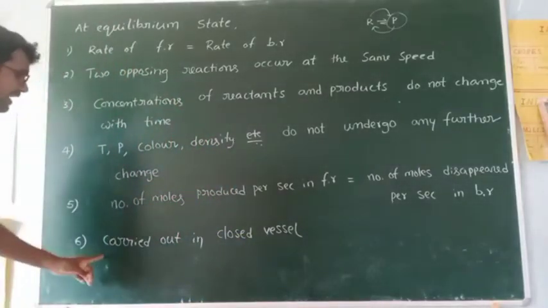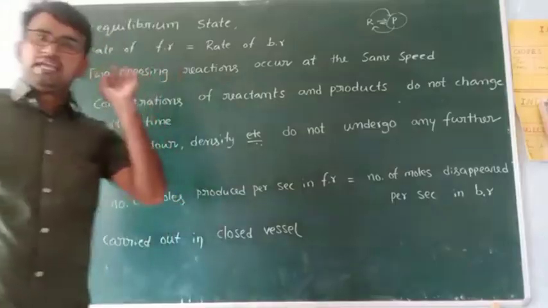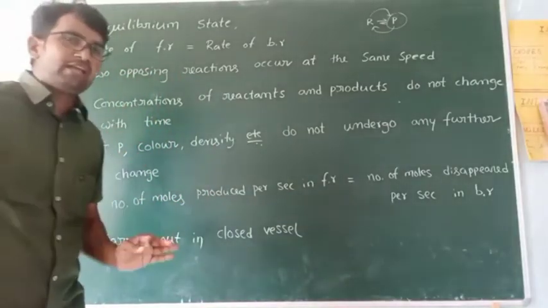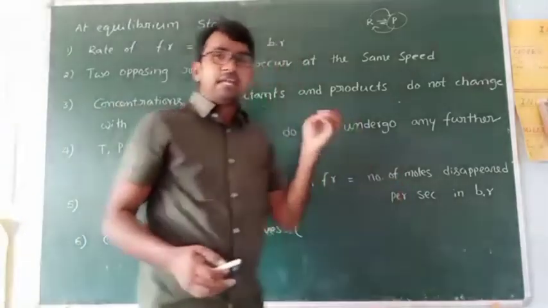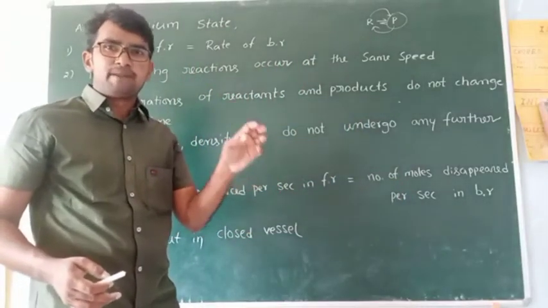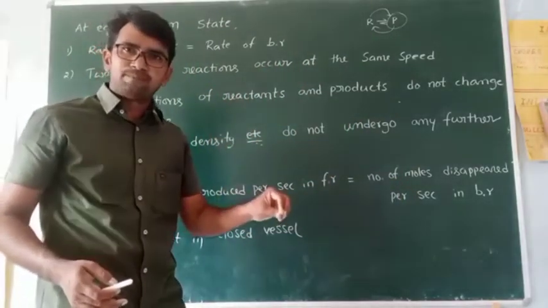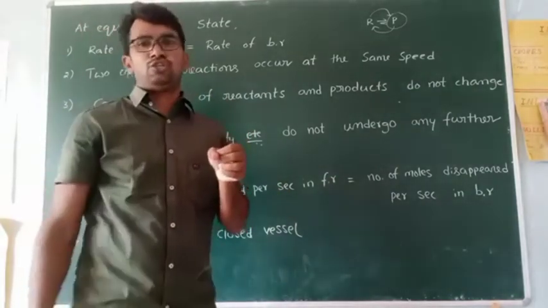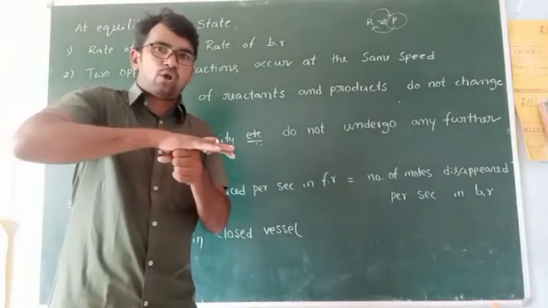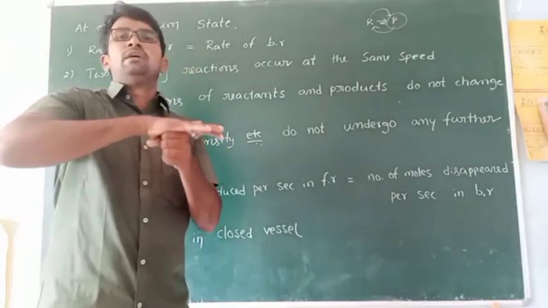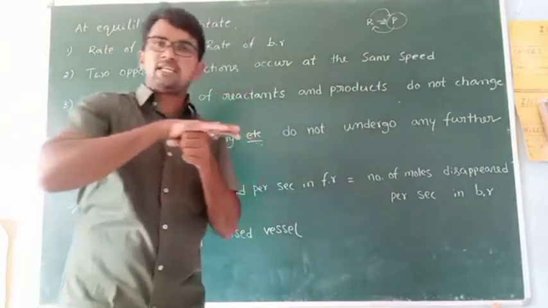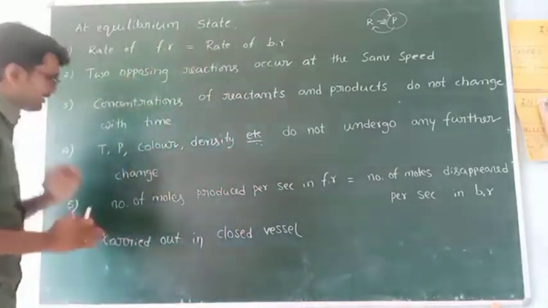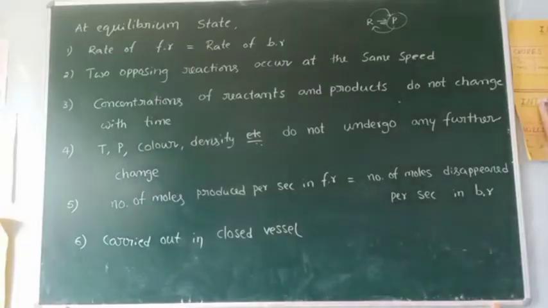Right. Next point: carried out in a closed vessel. Equilibrium reactions must be carried out in a closed vessel. Why? For example, if any product or reactant is present in gaseous form, there is a chance of evaporation from that container or test tube. So if you maintain a closed vessel or closed test tube, and any gaseous products or reactants are present, there is no chance for escape. That's why it must be carried out in a closed vessel.